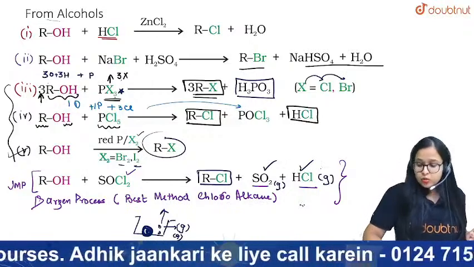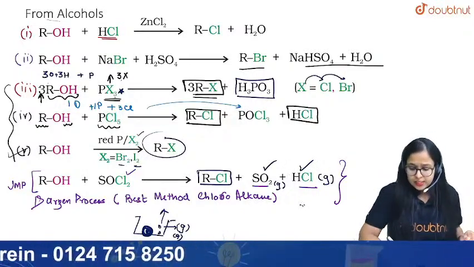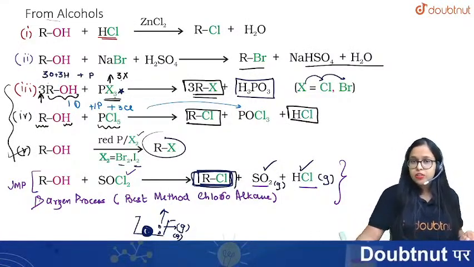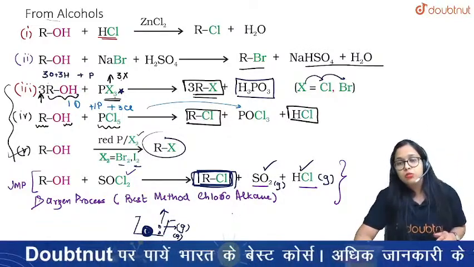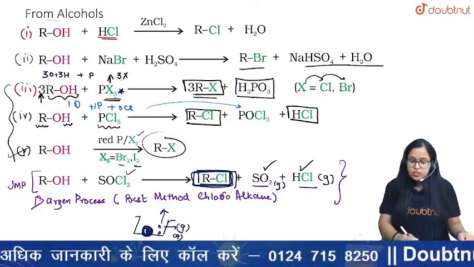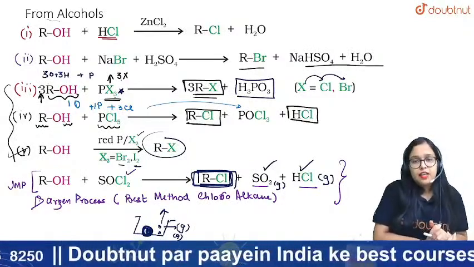Since SO2 and HCl are in gaseous state, RCl can be easily separated, because gases, as you know, are free to move and can be easily separated. You do not need extra funding to separate your main product, right? So this is one of the best ways to prepare chloroalkanes, the Darzens process.